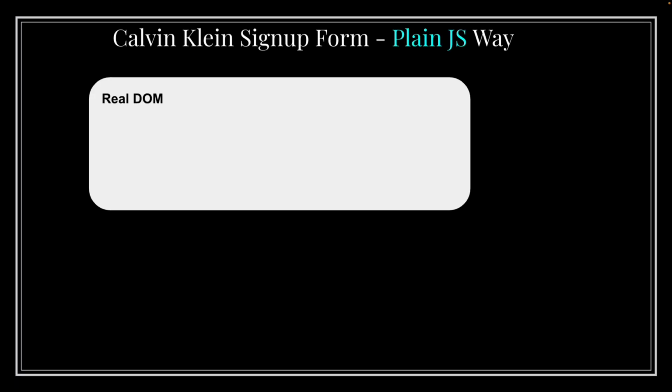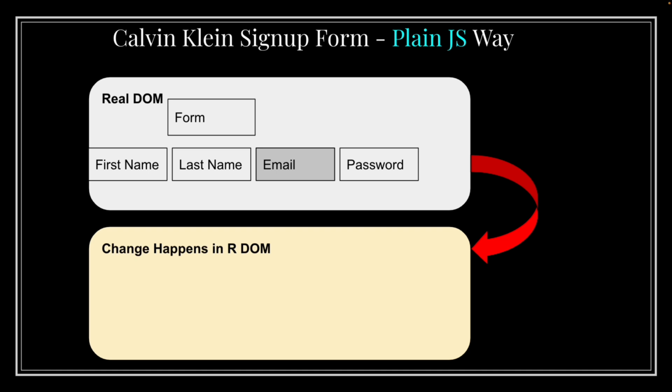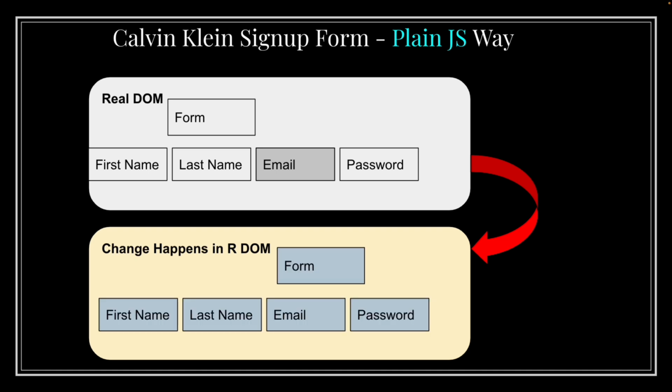First, the plain.js way. In the plain.js way, there is a real DOM and you have a form with these 4 nodes. Now, email is changed, or the email node is changed. And what will happen? This will trigger a change in the whole DOM, meaning the whole DOM will be changed and reloaded. That's why I've marked all the elements in this DOM as blue, because we are reloading with the change and that's the update. So this is what real DOM does in the plain.js way.